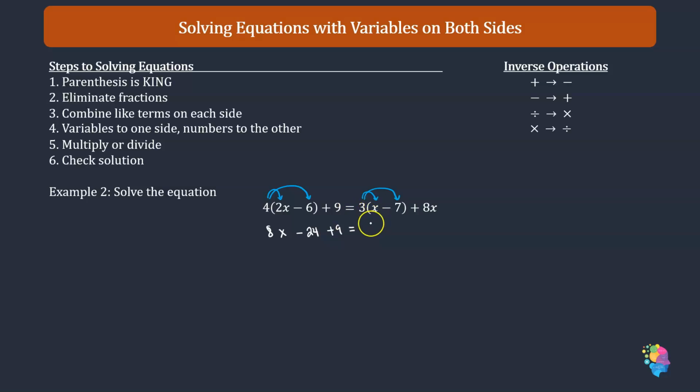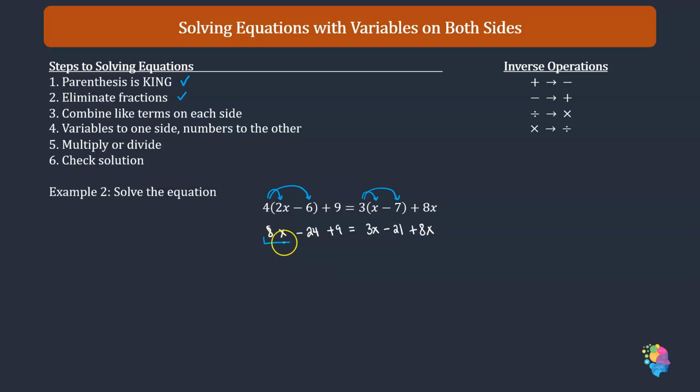3 times x, that is 3x. 3 times 7, 21. Positive minus is a minus. And don't forget the 8x. That wasn't that bad. Step 1 complete. There are no fractions. Step 2 complete. Combine like terms. We do have like terms to combine on each side.